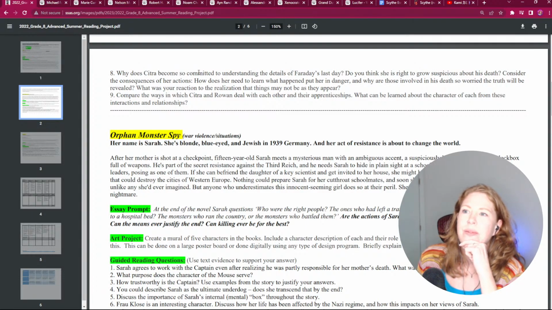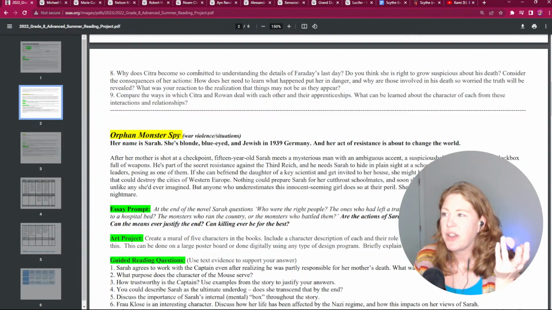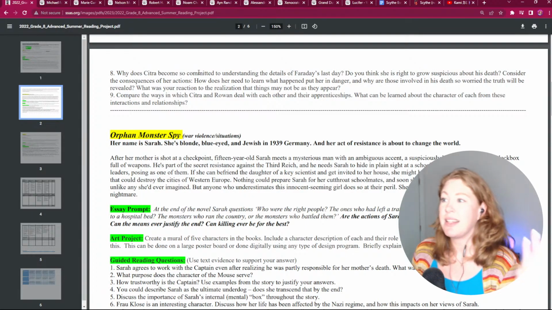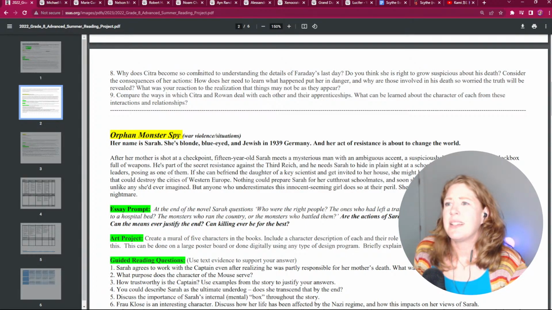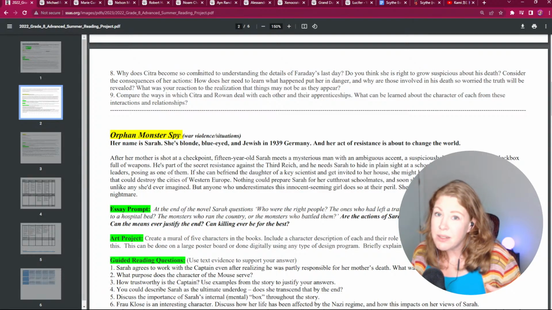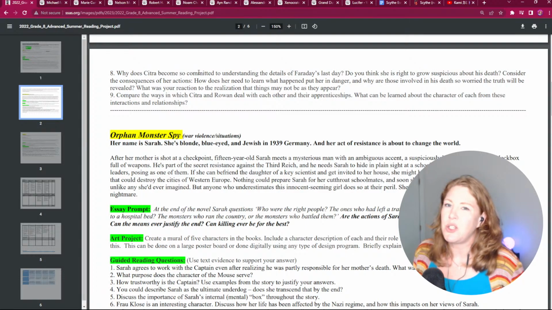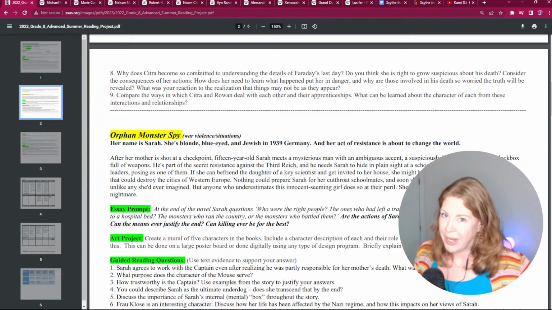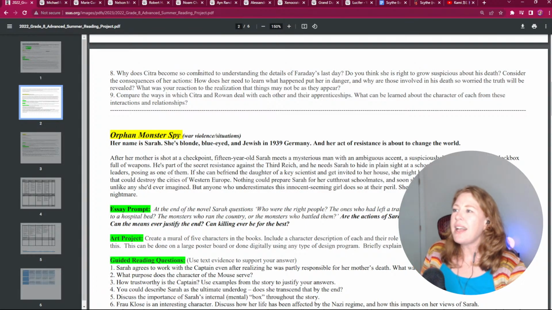And why are those involved in his death so worried the truth will be revealed? Obviously, the truth is that Scythe Faraday did not self-clean, that he is still alive. He's in what he likes to call retirement. And obviously, if people found out that he was still alive, not only would the people who helped him fake his death be in trouble, but also he would be in trouble. There would be punishment involved, because you can't do that. The only way to get out of being a Scythe is to self-clean, right? You're a Scythe for life. There's no retirement. You can't stop being a Scythe. So yeah. Okay. Last one.